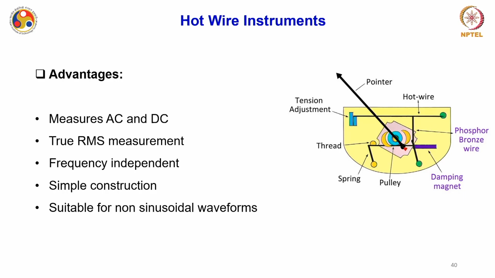The advantages of this hot wire instrument can be summarized from our previous discussions. They can measure both AC and DC, they have the capability of true RMS measurement, and their behavior is basically frequency independent, which is why they can be utilized at higher frequencies. The construction is very simple: you have a pulley and silk thread arrangement, and the hot wire is also very simple. The construction is not very difficult.